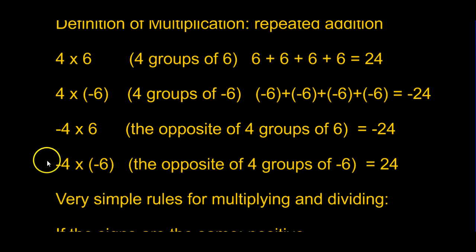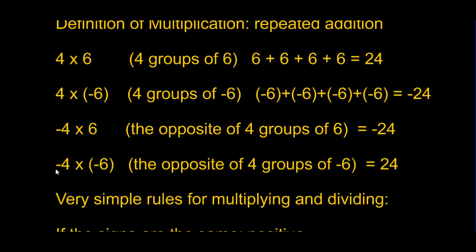Now we're going to bring back that other word we said. We said negative also means the opposite. And so when you read negative 4 times 6, what that says is the opposite of 4 times 6. So you have the opposite of 4 groups of 6. So that's going to be our 4 groups of 6, the opposite, so negative 24. Negative 4 times negative 6 is the opposite of 4 groups of negative 6. So we have 4 groups of negative 6 up there. We change the sign, it's 24. So that's the why it works.